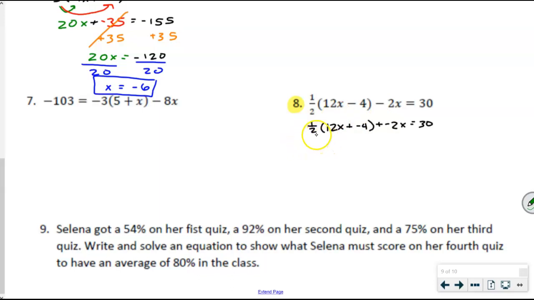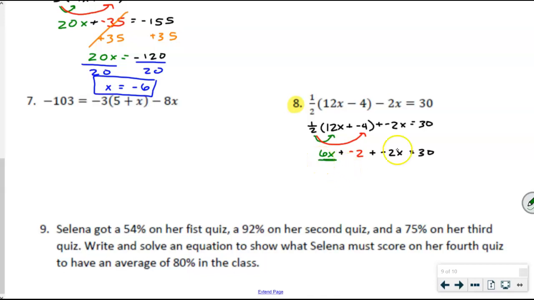If I have half of a group of 12x, what's half of 12x? How many x tiles do I really have? Emily? Close. 1/2 of 12. Gavin? 6 x tiles, yep. Plus, if I have 1/2 of -4, half of -4 is -2. That took care of that half of a group. But we still have this on the end, the plus a -2x, which is equal to 30.